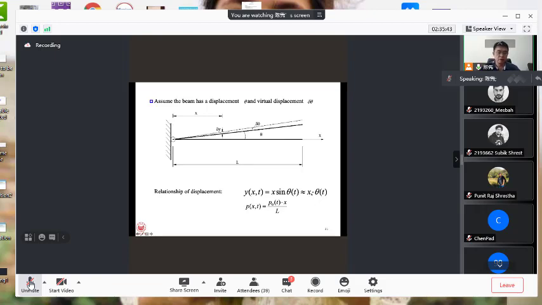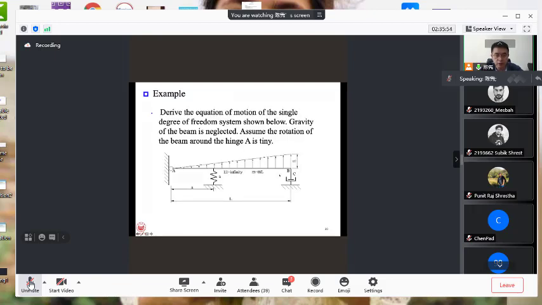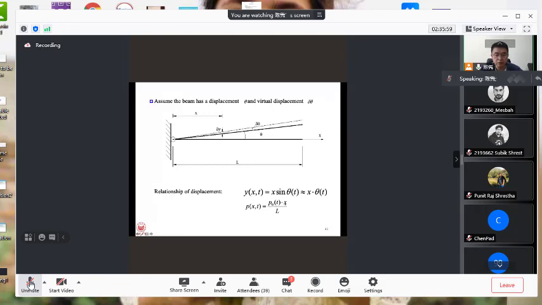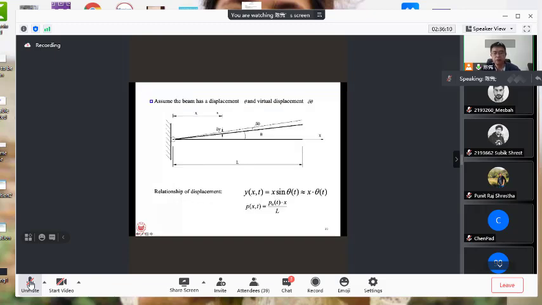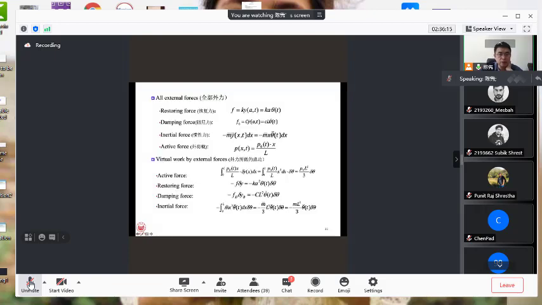So x times theta. And this is the external force. It's a triangle force, starting from here, and it changes with its amplitude. So it's P0(t) times x divided by L. This is the force at any x from here. So we have this, and then we wrote all the external force.